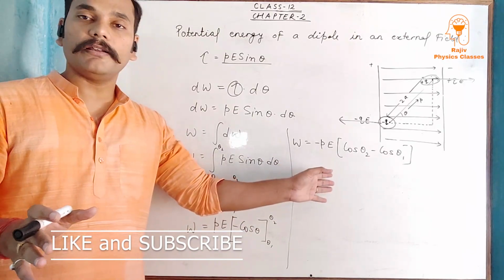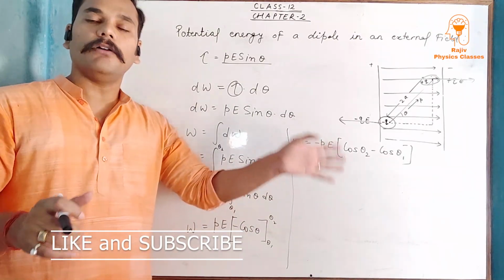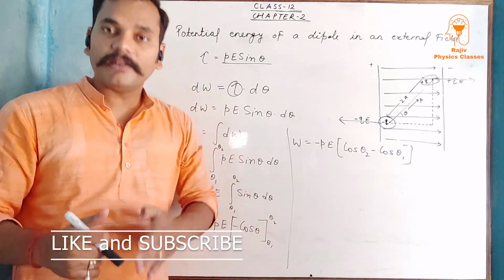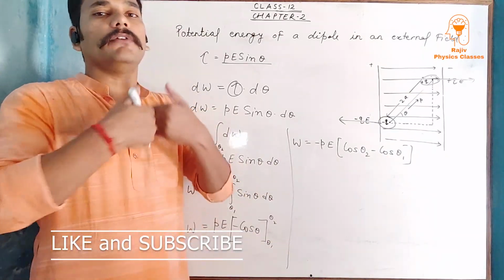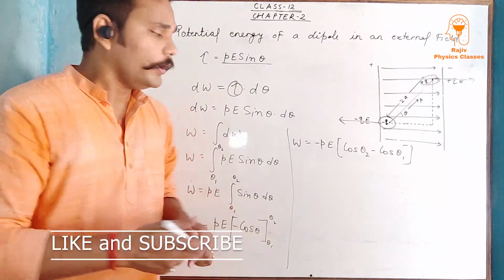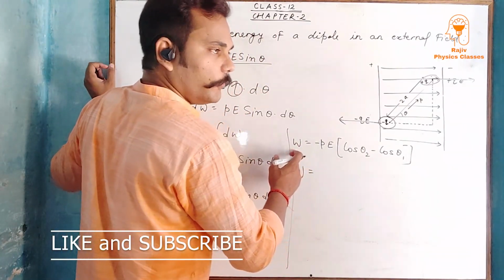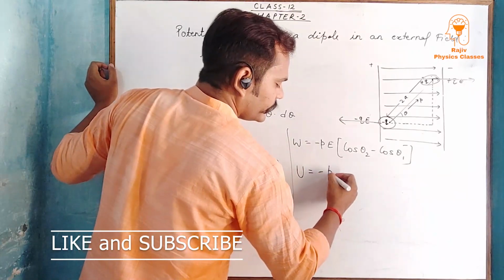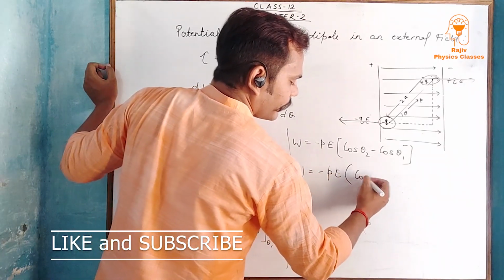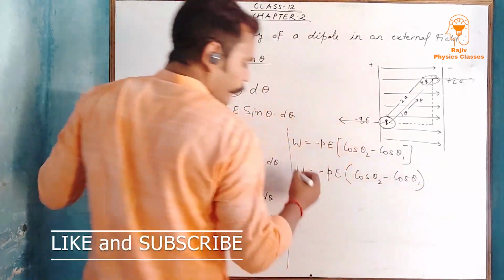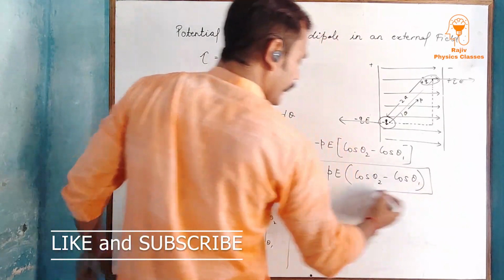The work done that we calculated, the same amount of work used to rotate the dipole from angle theta 1 to theta 2, will be stored in the form of potential energy. So the expression of potential energy will be U equals whatever the expression of work done is here. So U equals minus PE (cos theta 2 minus cos theta 1). This is the expression of potential energy.